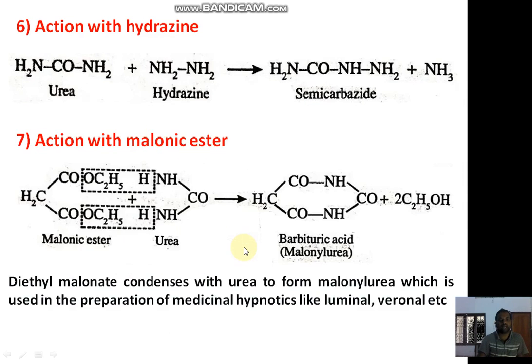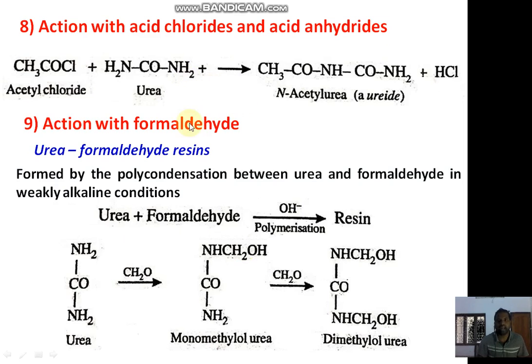Next reaction is action with acid chlorides and acid anhydrides. Reaction with acetyl chloride will give N-acetyl urea. It's a ureide. Acetyl chloride reacting with urea will get N-acetyl urea.